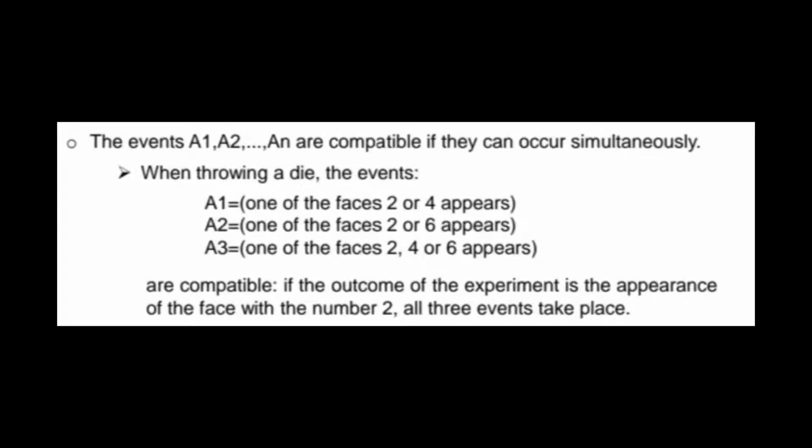The events A1, A2, and A3 are compatible if they can occur simultaneously. When throwing a die, the event A1, one of the faces 2 or 4 appears, A2, one of the faces 2 or 6 appears, A3, one of the faces 2, 4, or 6 appears, are compatible. If the outcome of the experiment is the appearance of the face with the number 2, all 3 events take place.